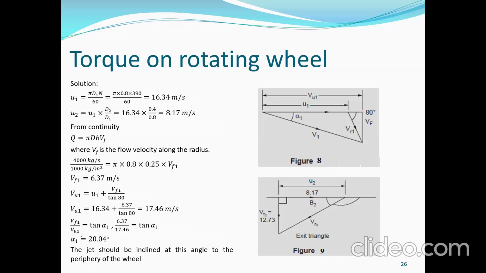So Vf1 over Vu1 is tangent of alpha 1, which is 6.37 over 17.46. So alpha 1 is 20.04 degrees. So the jet should be inclined at this angle to the periphery of the wheel. So you have an answer already. Put your answer here.